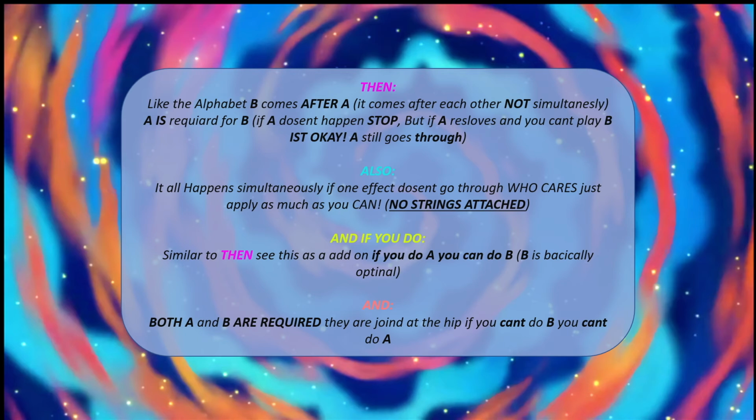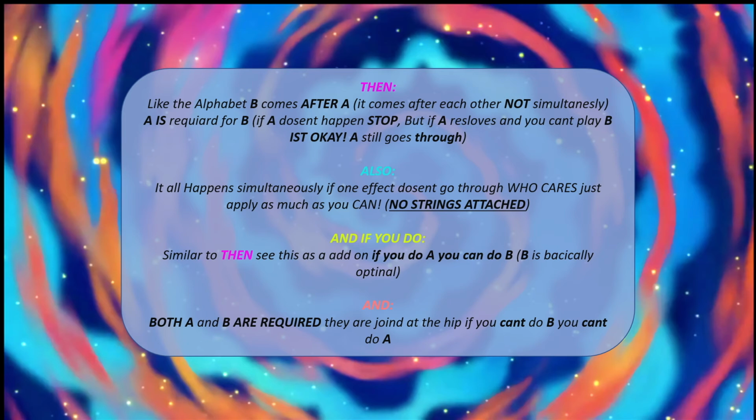So the last part is the takeaway, understanding the 4 differences. If you didn't understand it in the slides, I hope this here is much easier. So then it's like the alphabet. B comes after A. So they come after each other, not simultaneously. A is required for B. If A doesn't happen, stop. But if A resolves, you can play B. It's okay, A still goes through. So yeah, if B doesn't go through, it's fine, A still goes through.